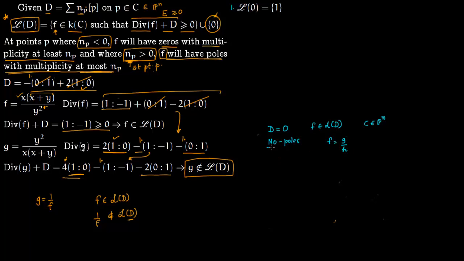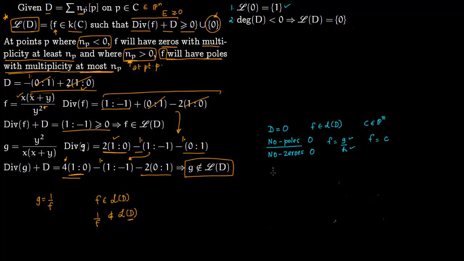But since this function has no poles, it will also have no zeros, because you need the degree of numerator equal to denominator. That is, number of zeros has to equal number of poles. If number of poles is 0, the number of zeros will also be 0. So the only thing this function can have is constants. So the constants have neither poles nor zeros. So this is the first part. So the constants lie in the space L(0).